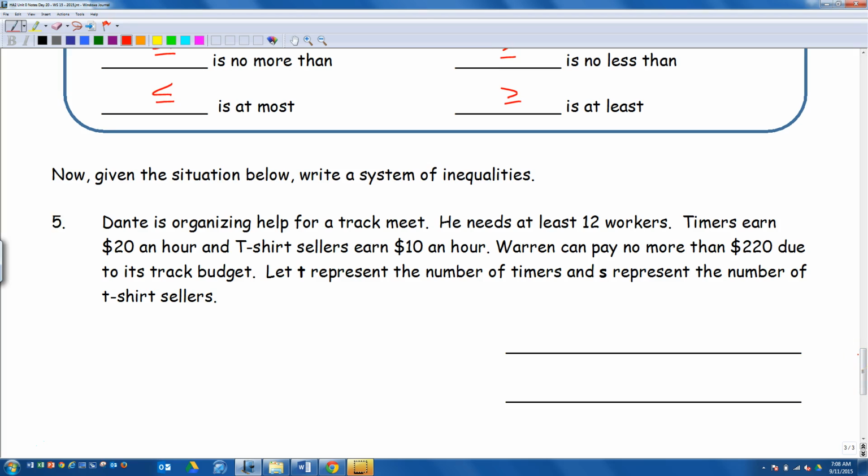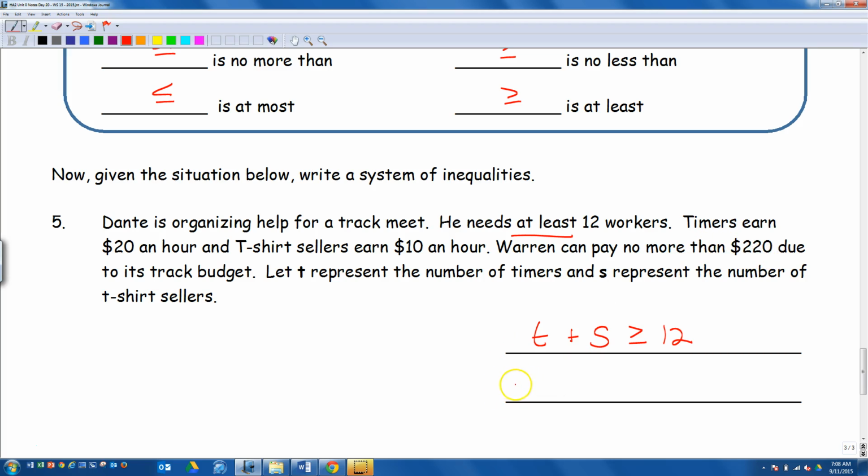Dante is organizing help for a track meet. He needs at least 12 workers. At least. So that means the number of workers, and it tells you T represents number of timers, S represents number of t-shirt sellers. So those are the two types of workers. They also tell you how much they earn and how much they can pay. So let's do the quantity first. We know that the number of timers plus the number of t-shirt sellers has to be at least. So that means they have to be bigger than or equal to 12, because then it's at least 12 or more.